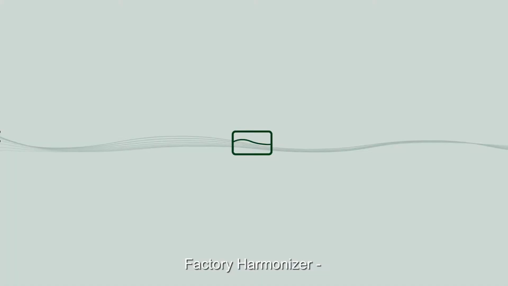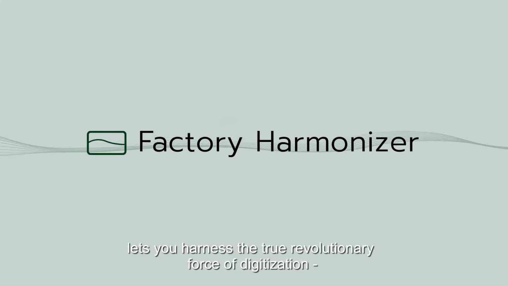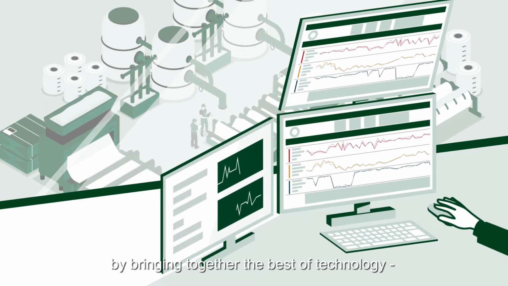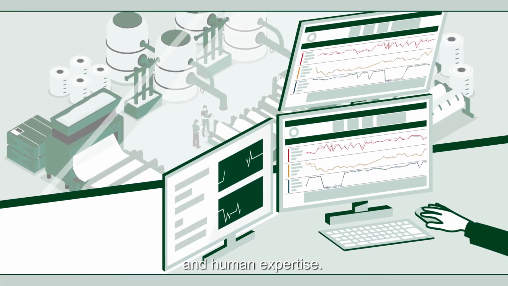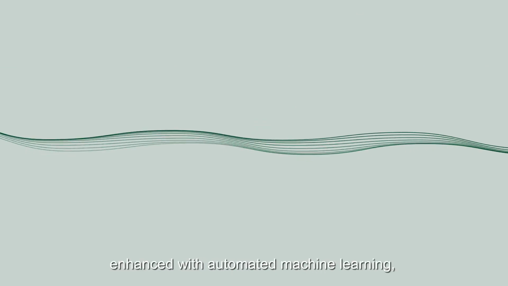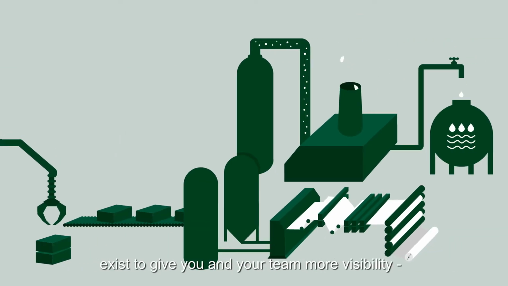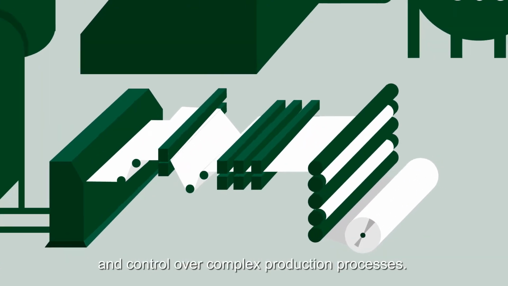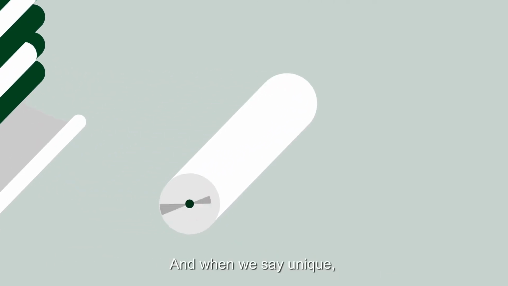Factory Harmonizer lets you harness the true revolutionary force of digitization by bringing together the best of technology and human expertise. Our unique approach, enhanced with automated machine learning, exists to give you and your team more visibility and control over complex production processes. And when we say unique, we truly mean it.